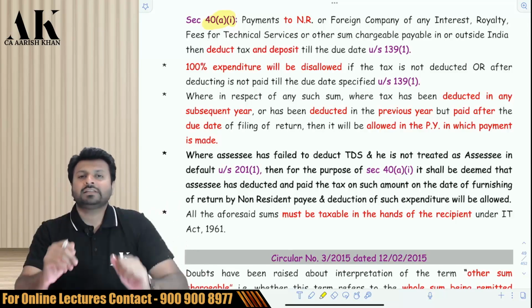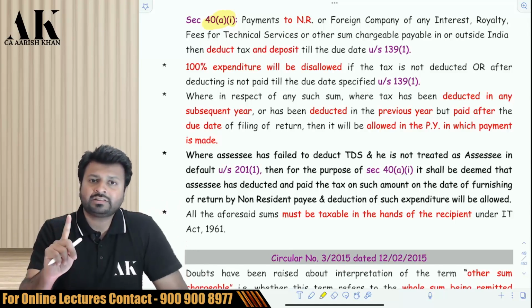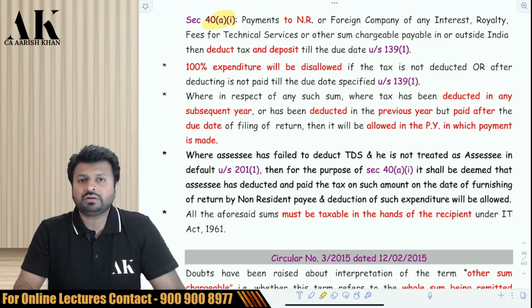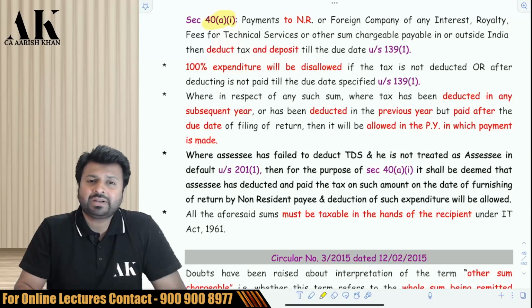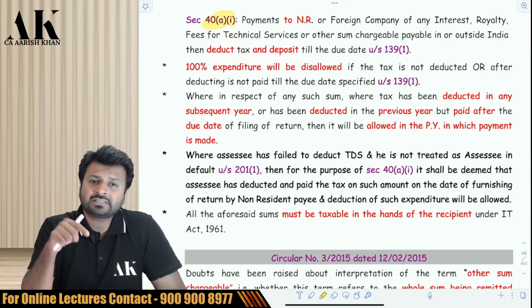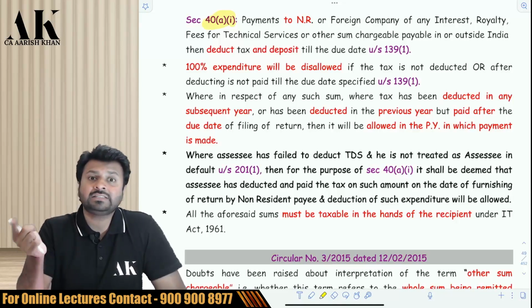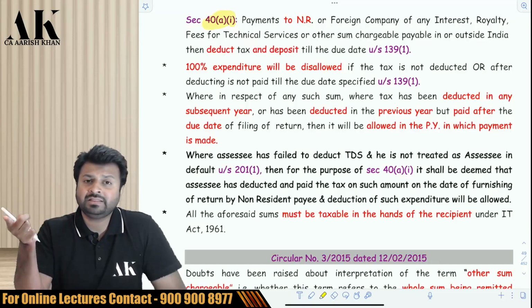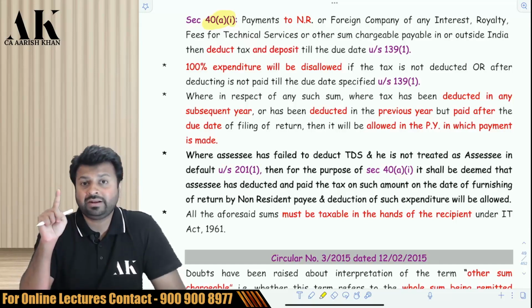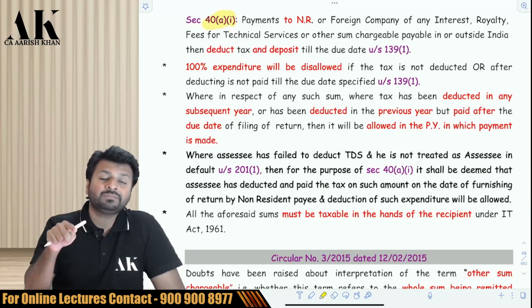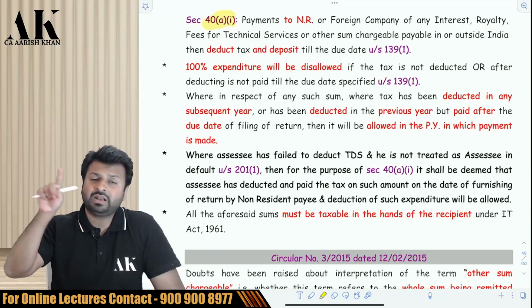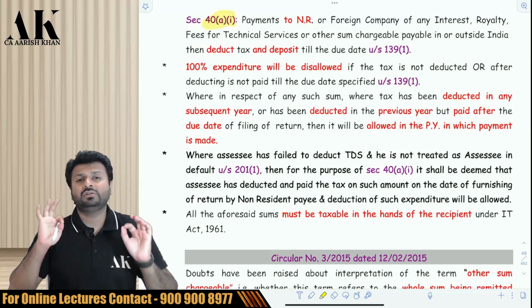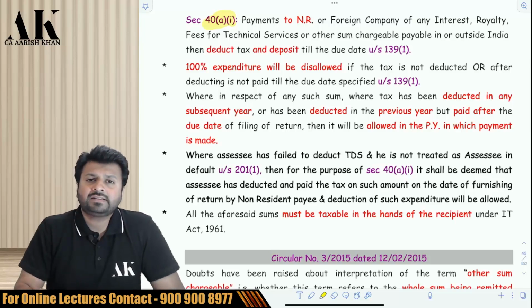So if the other person's income is chargeable to tax in India, and if you do not deduct the TDS in the previous year, or after deducting the TDS you do not pay it, then the expenditure will be disallowed in the current year. So is it a permanent disallowance? The answer is no. It is a temporary disallowance. It means if it is disallowed in the current year, it can be allowed in the next year if you pay in the next year. If you pay next to next year, then it will be allowed next to next year. If you pay after 5 years, then it will be allowed after 5 years. Don't worry about it. It is not a permanent disallowance. It is a temporary disallowance.